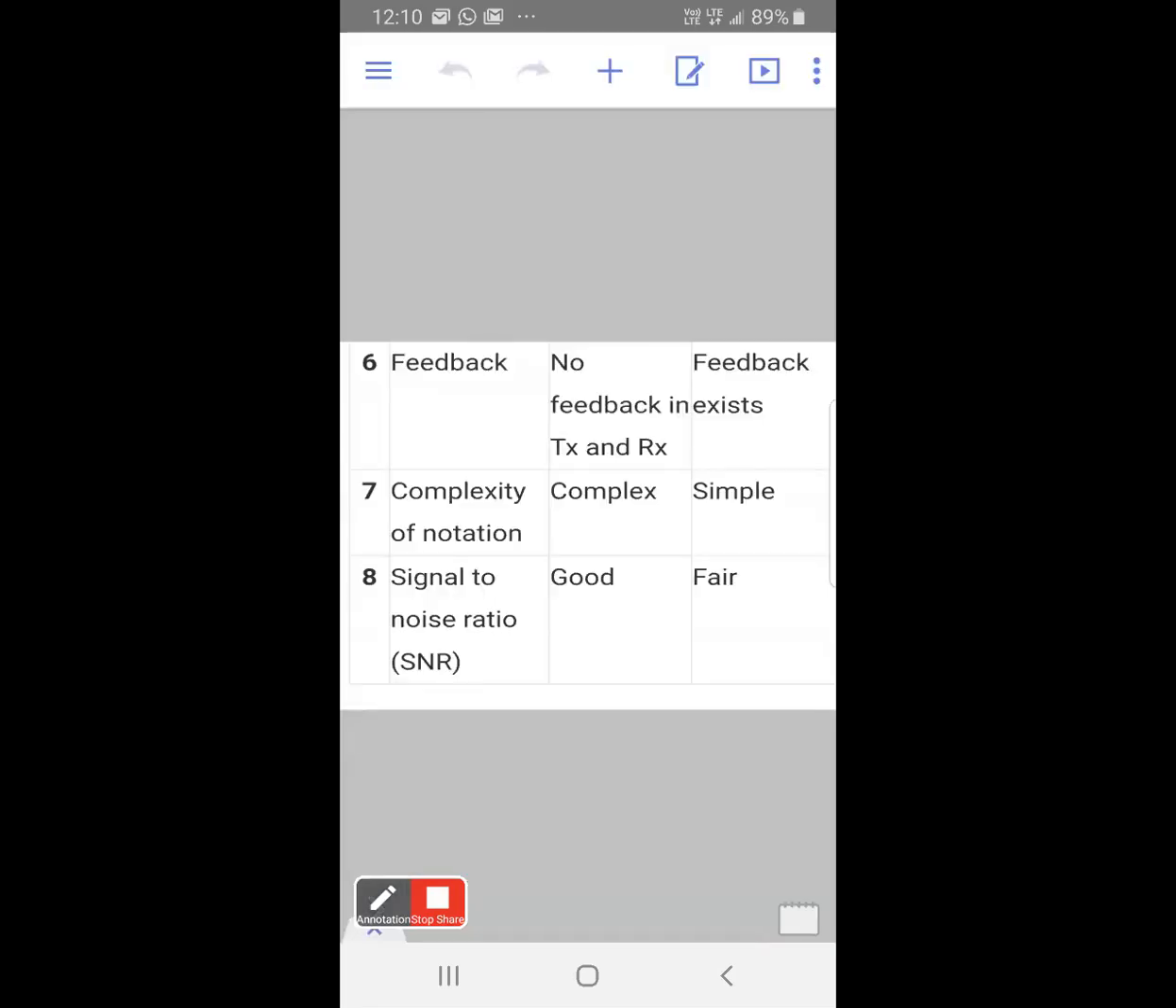These are the differences between PCM and DPCM. Did everyone understand?